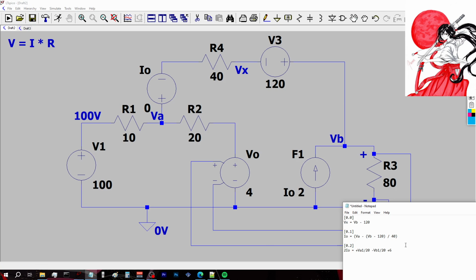All right. So now let's find VO, right? And we know VO, right? This is the high potential of VO. This is the low potential of VO. So what are we going to do? We're going to do VO.